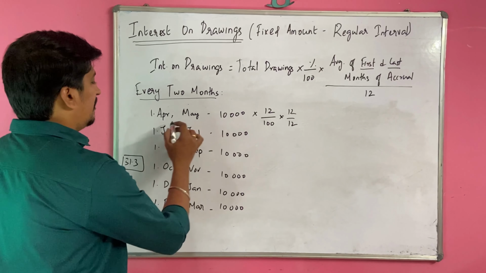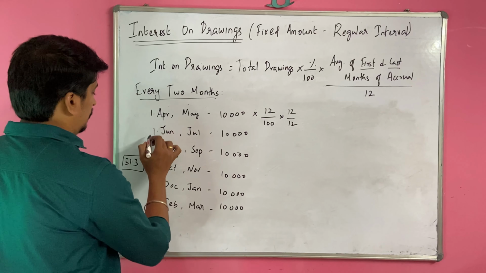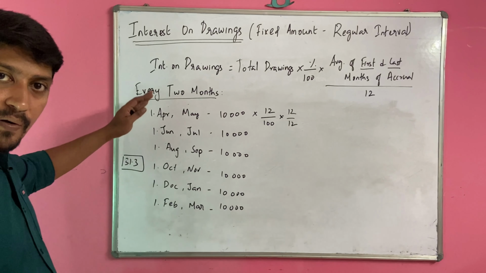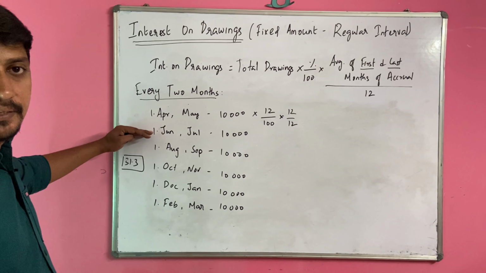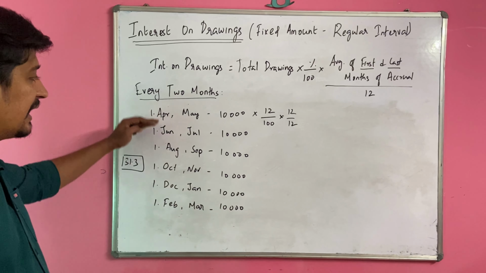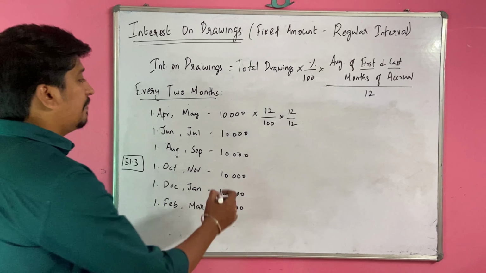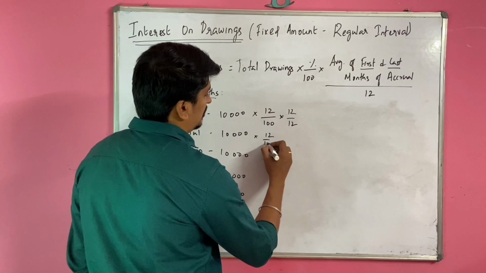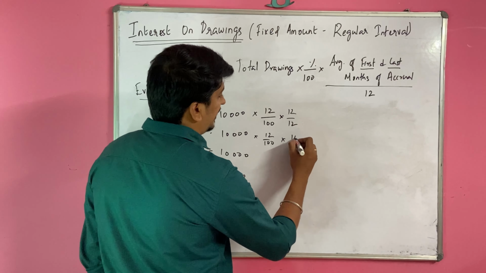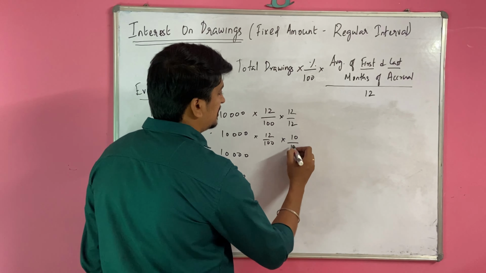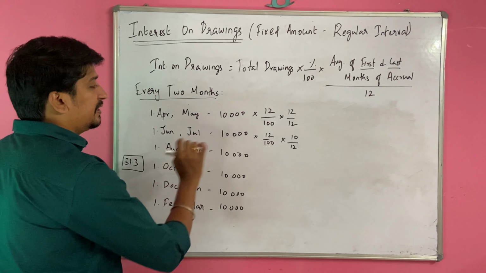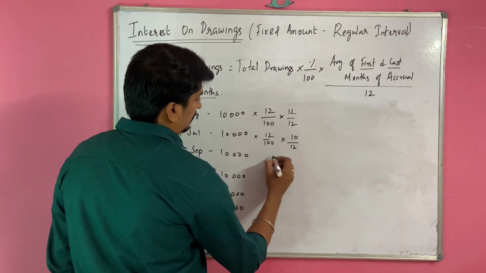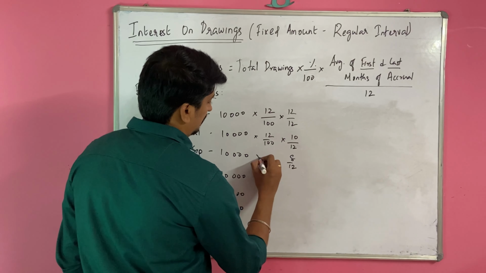Then the second drawing was made on June 1, that is from June to 31st March. April, May over, after that he takes, which is exactly 10 months remaining. So for the amount drawn on this date, 10-month interest he has to pay. So 12% interest and 10 months out of 12 months. Then for this one it will be 8, so it will come 8 by 12.